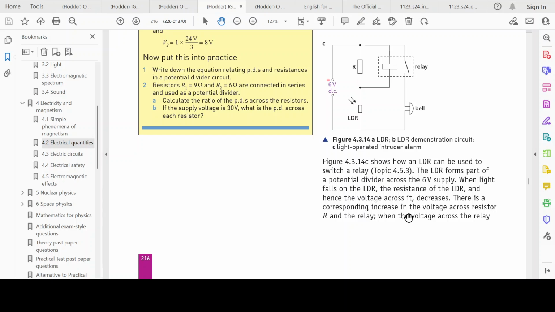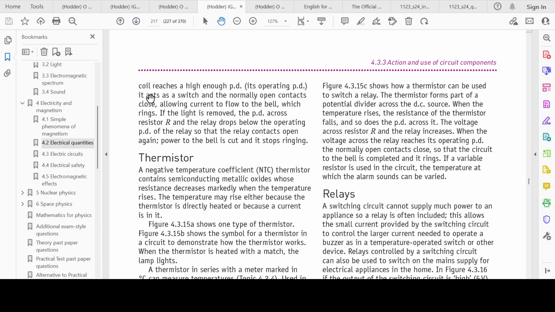And so between these two, the voltage will drop, right? It will be split. So when the resistance falls over here, the voltage increases over here. When the voltage across the relay coil reaches a high enough potential difference, it acts as a switch and the normally open contacts close, allowing current to flow to the bell which rings.